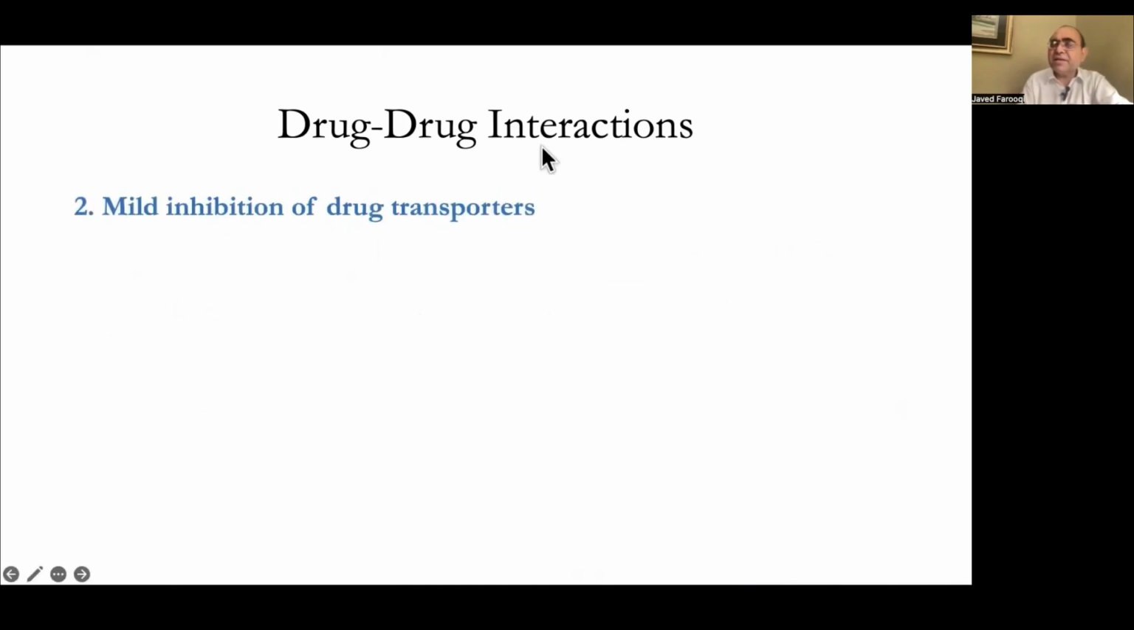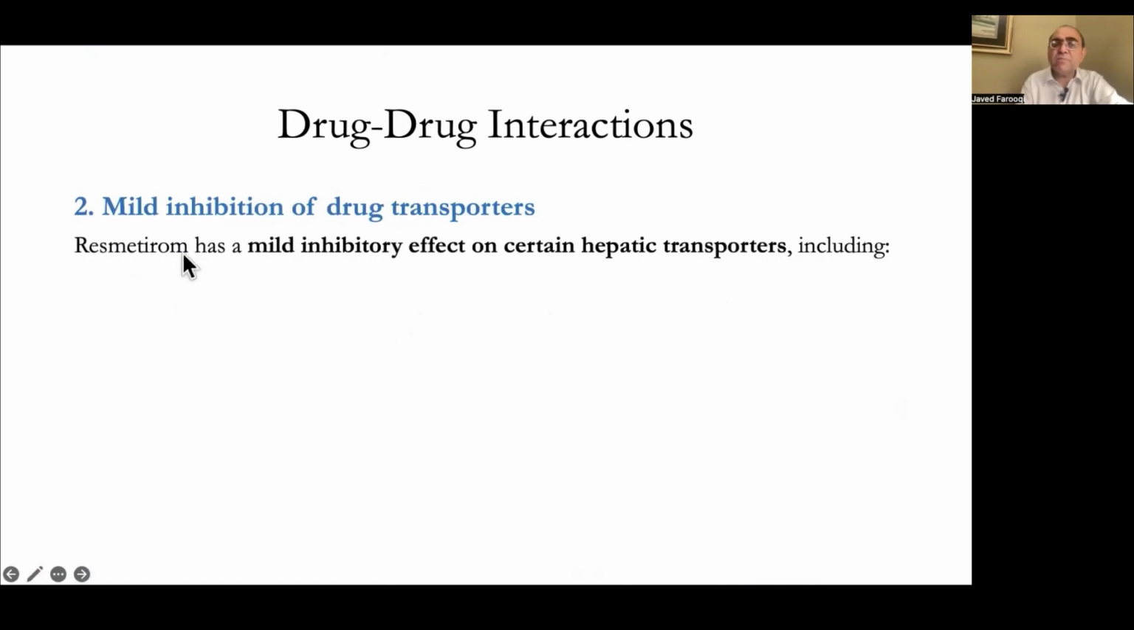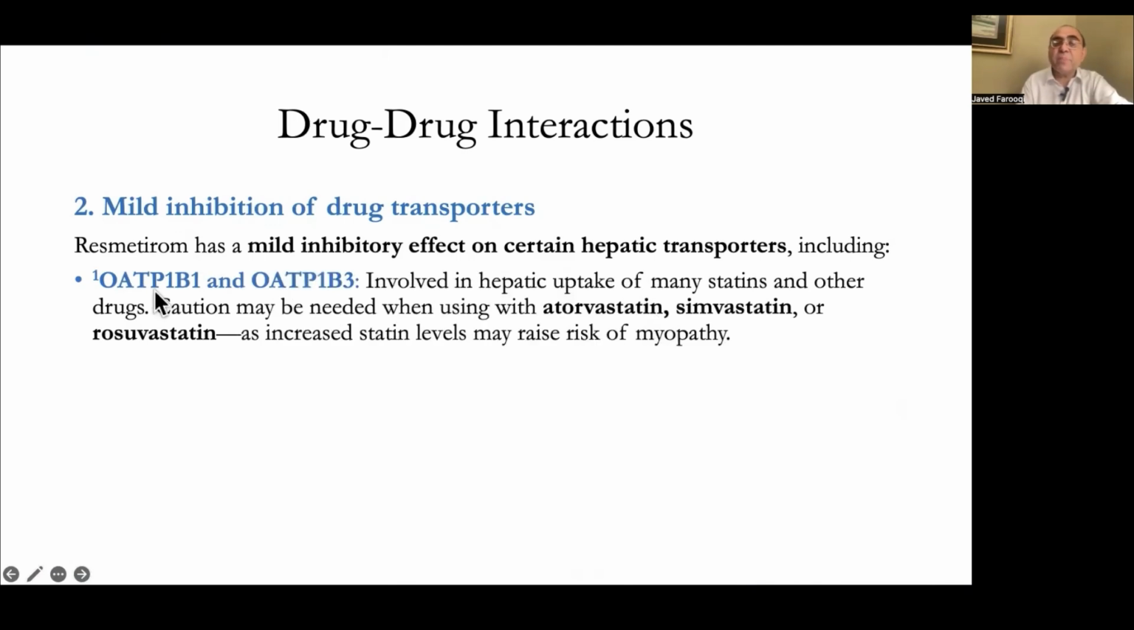Then the drug-drug interactions of resmetirom because of mild inhibition of drug transporters. Resmetirom has a mild inhibitory effect on certain hepatic transporters, including OATP1B1 and OATP1B3. These are involved in hepatic uptake of many statins and other drugs. Cautions may be needed when using with atorvastatin, simvastatin, or rosuvastatin.